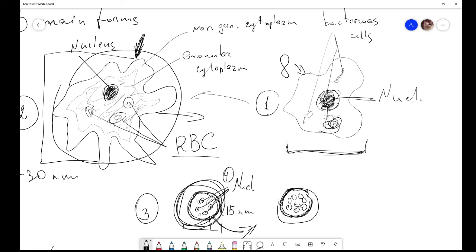Trophozoites multiply by simple binary fission. It is about what it is doing inside our bodies. In the intestinal walls, it multiplies inside the intestinal wall. And okay, I think this is enough.